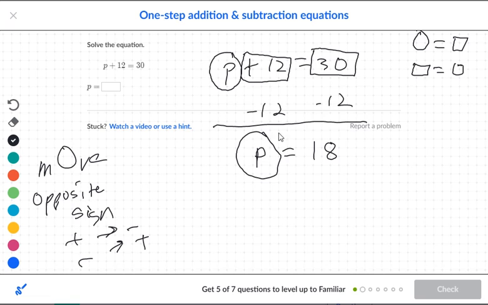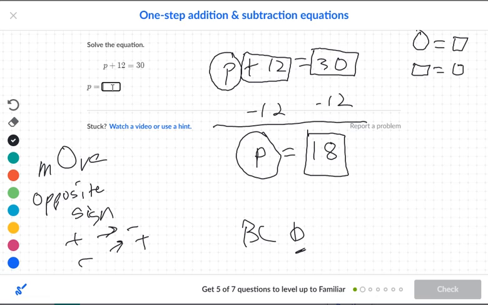Notice I have a circle at the end, and then I have a box at the end. Now I don't have to do the D part of it, because remember B, C, D, the D part is divide. Well, the letter's by itself, so I don't have to use the division on this one. So my answer here is just 18.